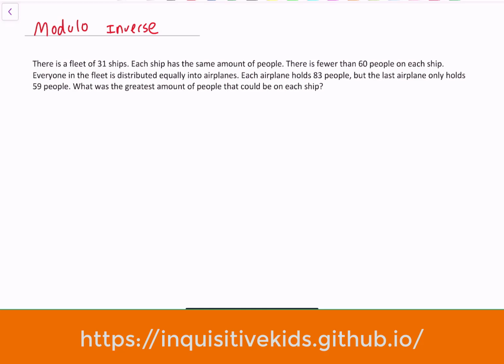Everyone in the fleet is distributed equally into airplanes. Each airplane holds 83 people, but the last airplane only holds 59 people. What was the greatest amount of people that could be on each ship?